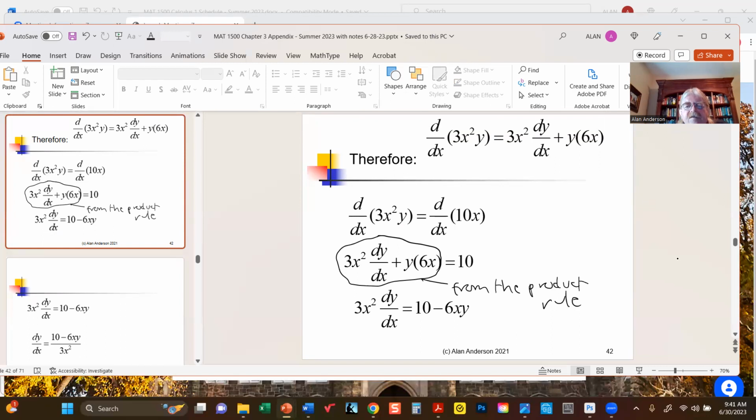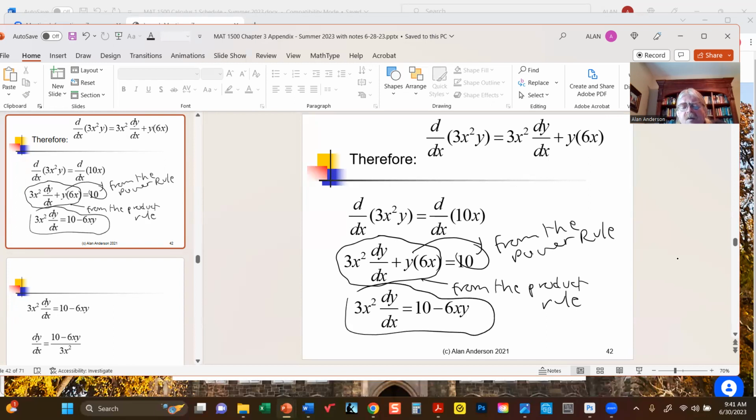And this is 10 from the power rule. Okay, now I just set them equal to each other. 3x squared dy dx equals 10 minus 6xy. I've subtracted this from both sides to get to this point. And now remember, all I'm trying to solve for is dy dx. So a simple bit of algebra will give us our answer now.